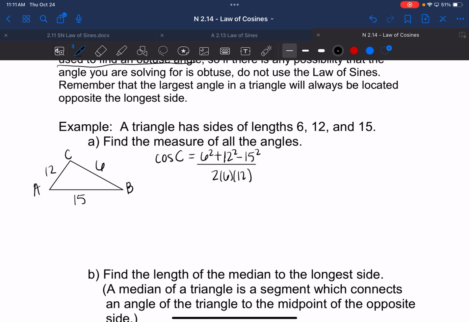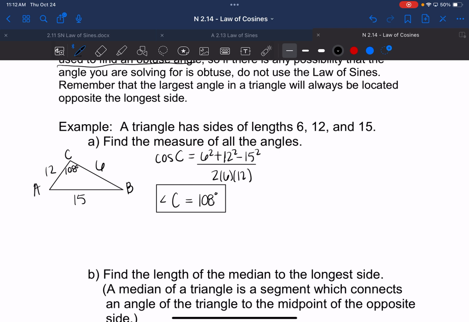All right, and how do I get rid of cosine? Inverse. Okay. So cosine's inverse of all of that we just wrote down. What are we going to end up getting for angle C? Good. All right, so angle C is 108. All right, but we still got 2 more angles we want to find. But now I know angle C is 108.